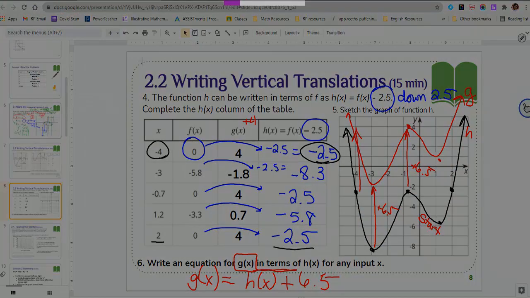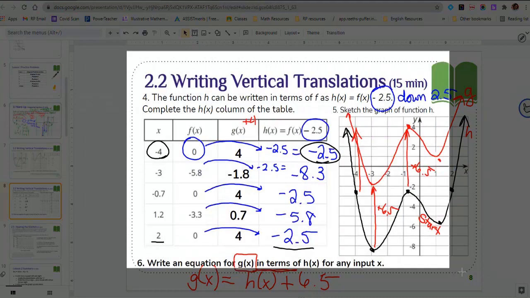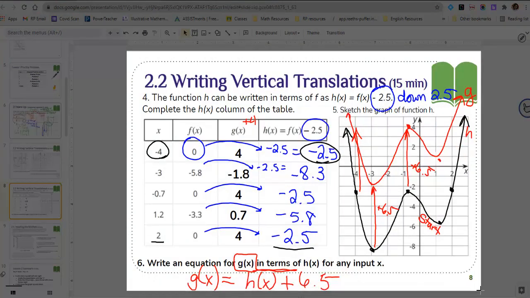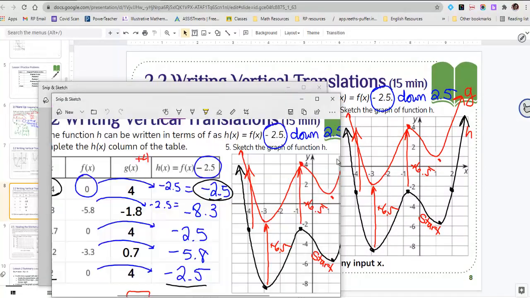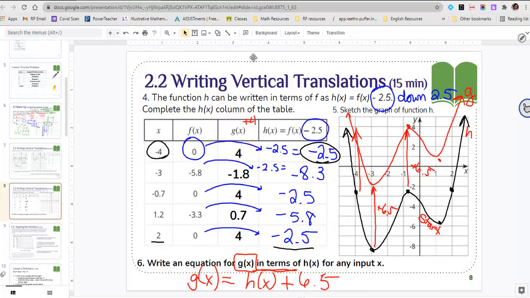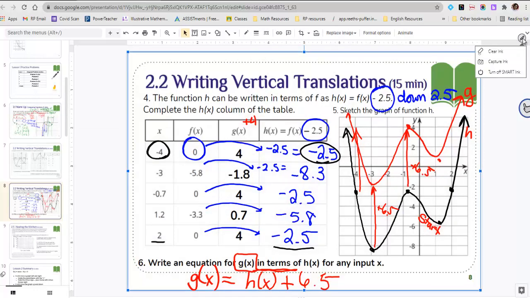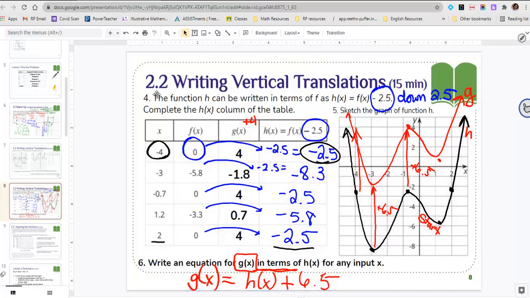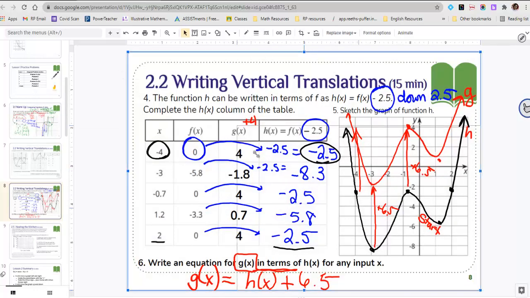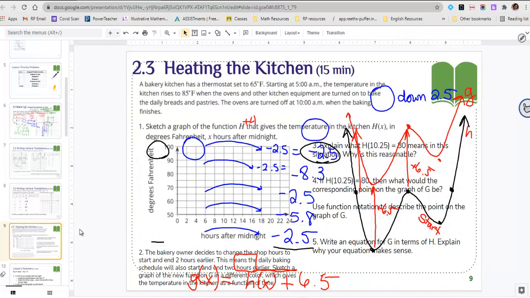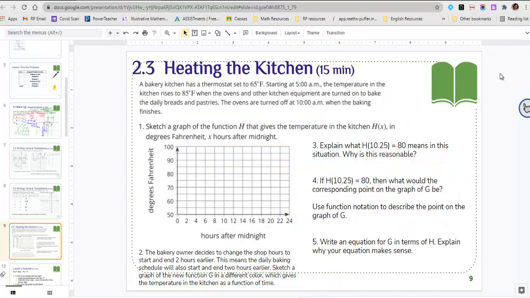Our next portion, we're going to look at 2.3. We're going to go through it kind of fast because it's got some neat stuff to it, and it helps explain a little bit more why some of those x's, the horizontal translations, move opposite of what we're thinking they should. We're just going to do a small part of it, though. Will you look with me at this part about heating the kitchen?